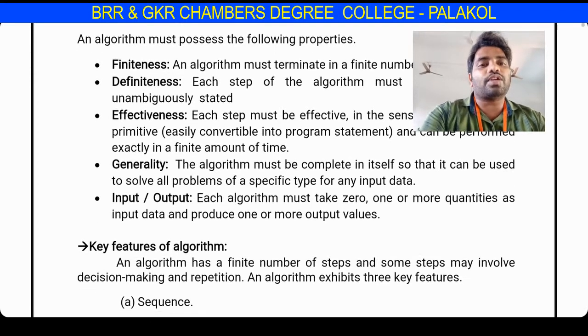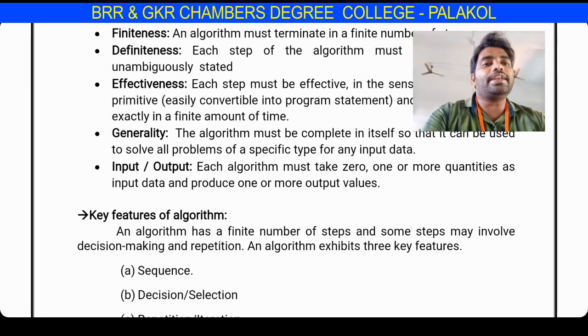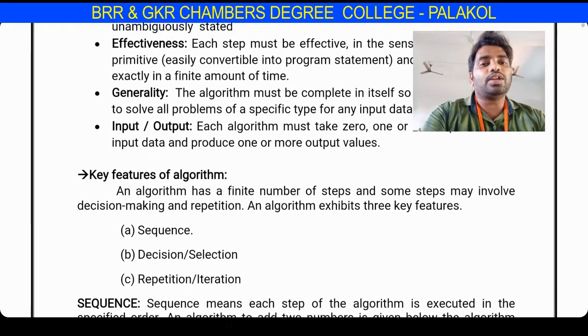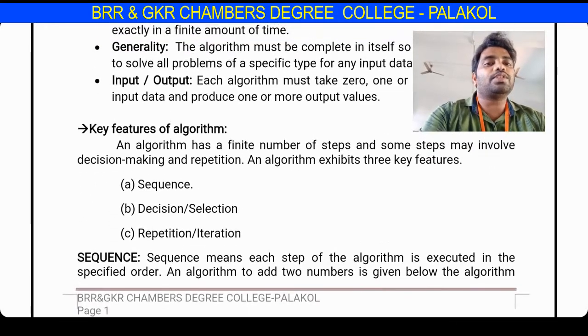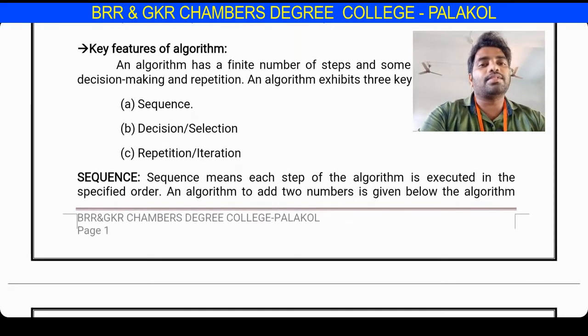Key features of an algorithm. An algorithm has a finite number of steps, and some steps may involve decision making and repetition. An algorithm exhibits three features. First one, sequence. Second one, decision. Next one, repetition. The first one, sequence. Sequence means each step of the algorithm executes in the specified order. An algorithm to add two numbers is given below. This is nothing but the sequence.